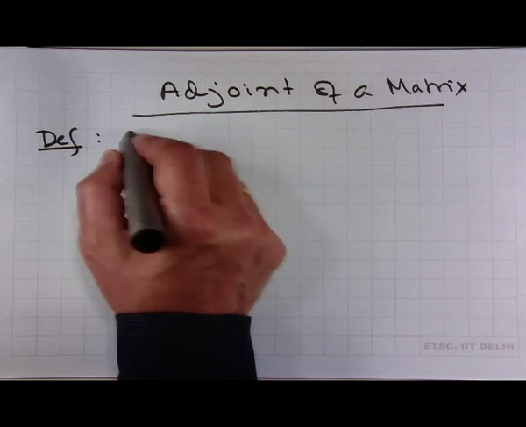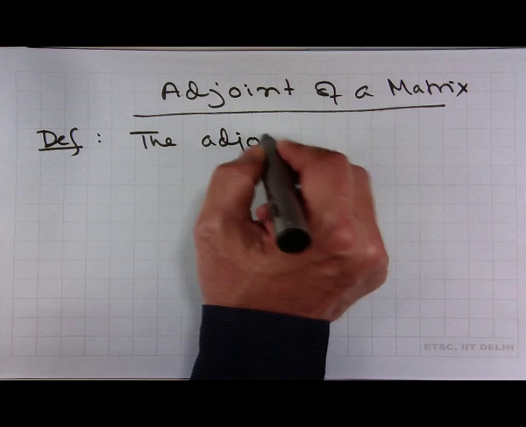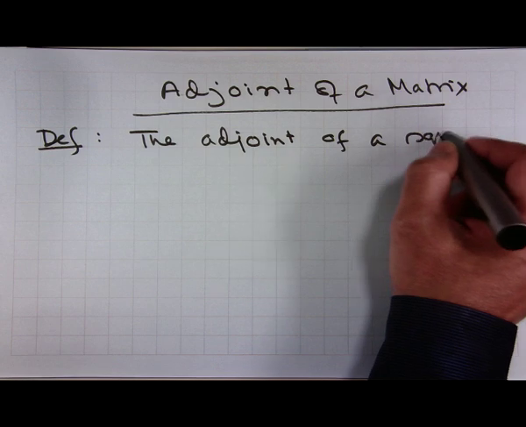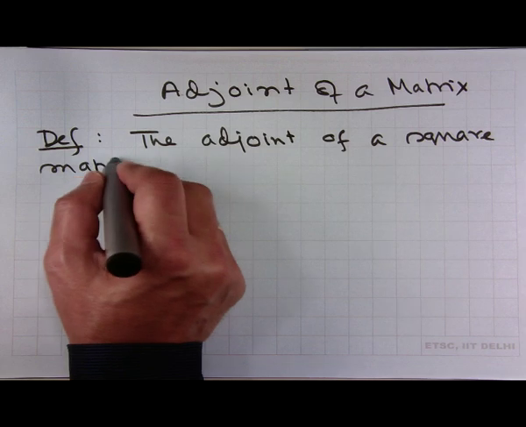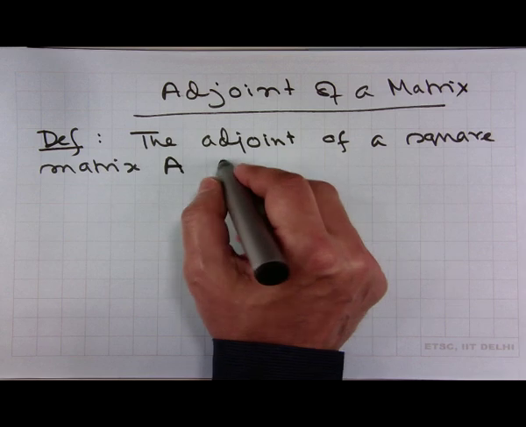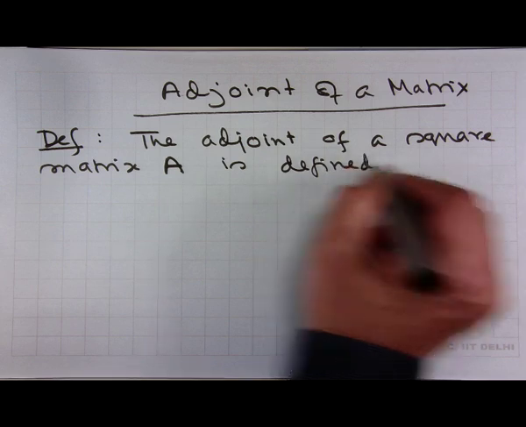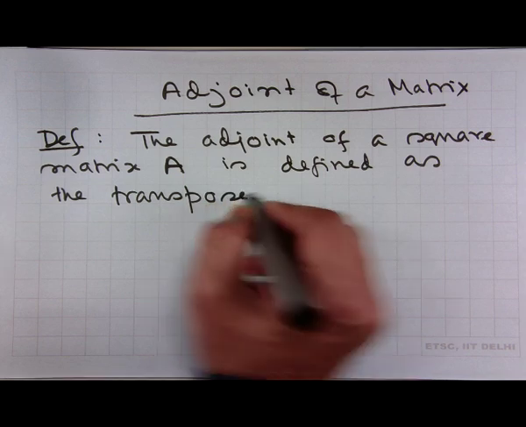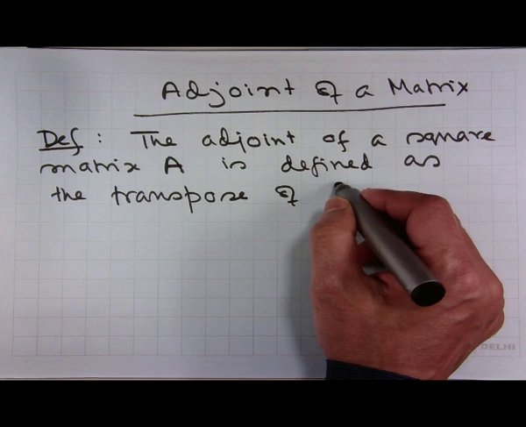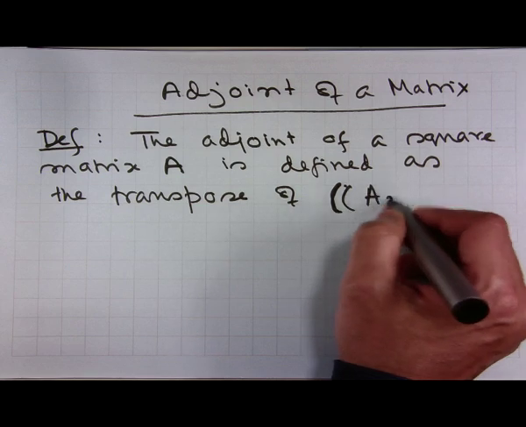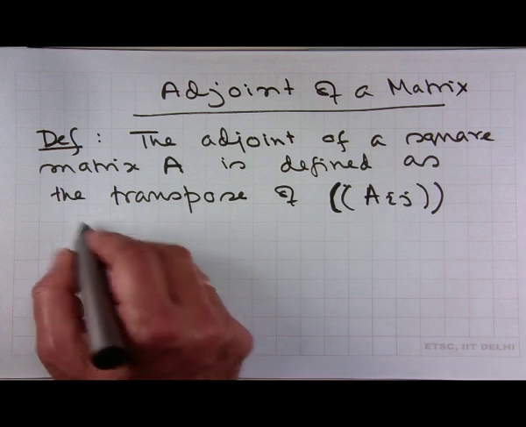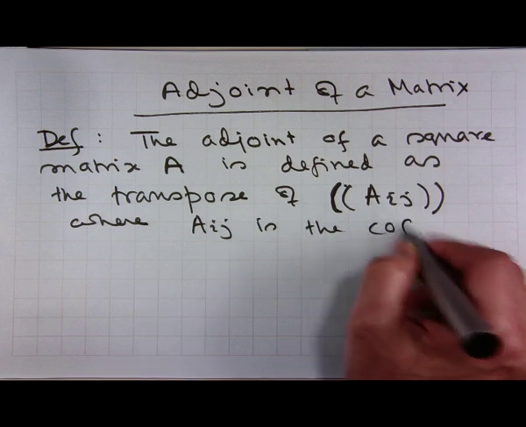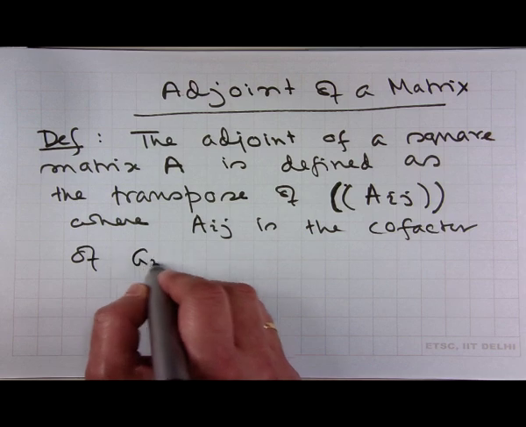Definition: the adjoint of a square matrix A is defined as the transpose of the matrix Aij, where Aij is the cofactor of aij.